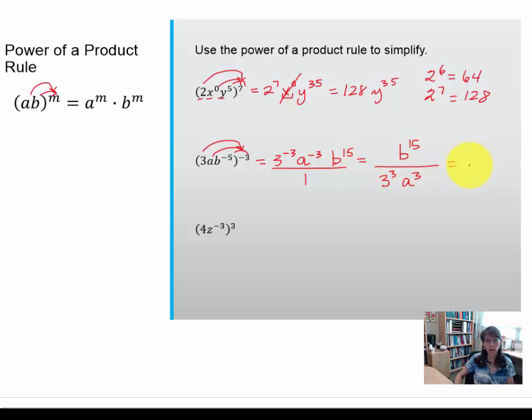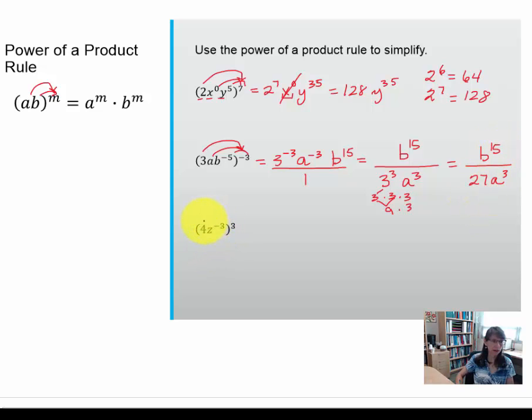So our only step remaining is to simplify 3 cubed. So that would be 3 times 3 times 3. So that's 9 times 3, or 27. So 27a cubed is in the denominator, and b to the 15th is in the numerator.